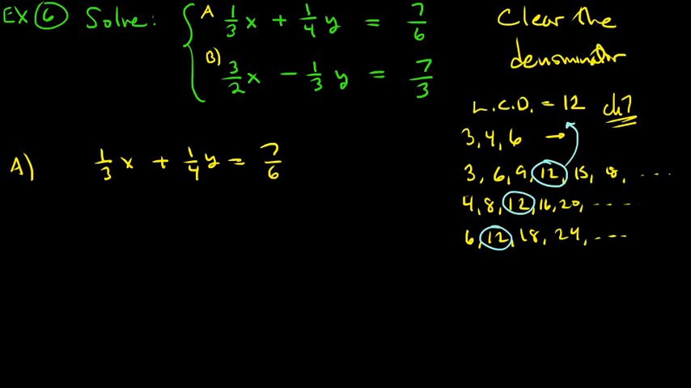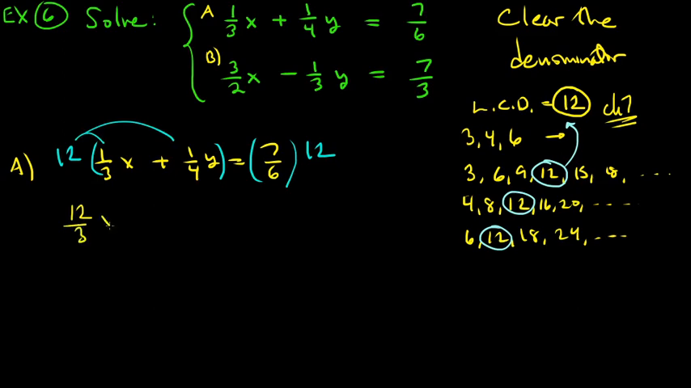Okay, so we're just going to multiply both sides by 12. Right, only in the numerators. We multiply by 12. And when we distribute the 12, what do we get? We get 12 over 3 times x plus 12 over 4 times y equals 7 times 12 over 6.